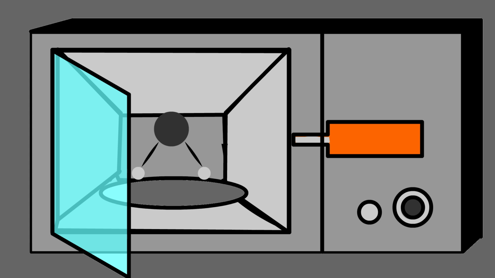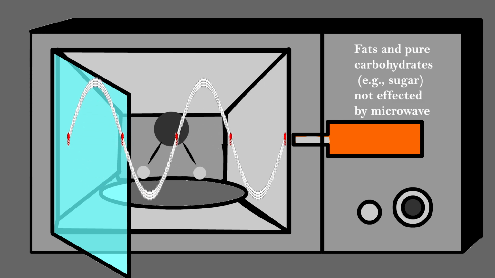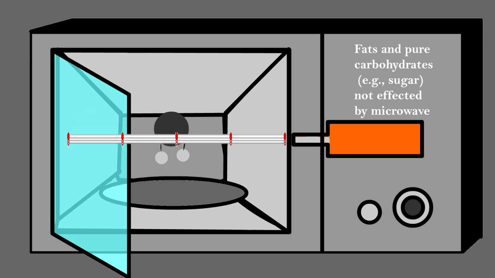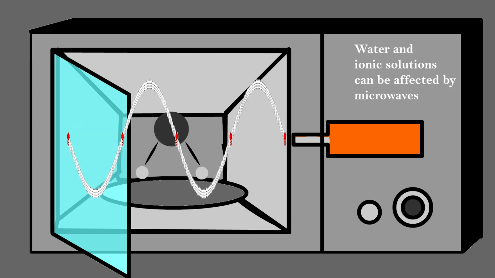Microwave ovens do not only affect water molecules, they also influence polar molecules and some ionic compounds. Fats and pure carbohydrates, e.g. sugar, are non-polar, so they are not directly affected by microwaves. However, foods containing water and ionic solutions absorb microwave energy, which then spreads as heat to other components, warming the food.